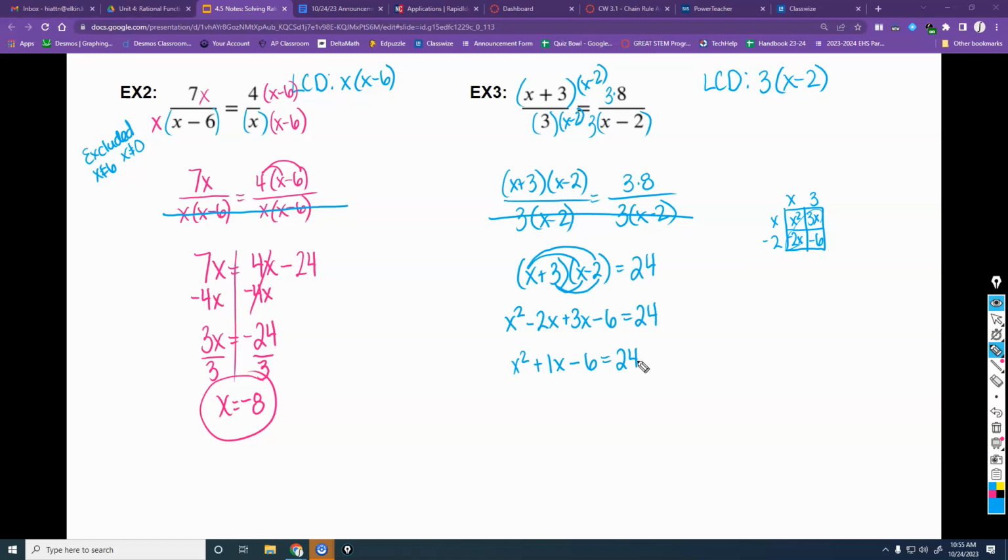Now, this one, like example 1, has an x squared. So since it has an x squared, what do we need to do?